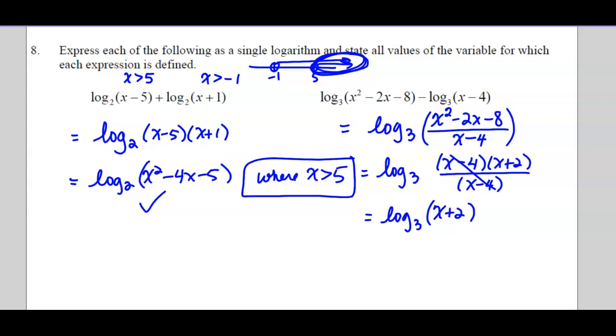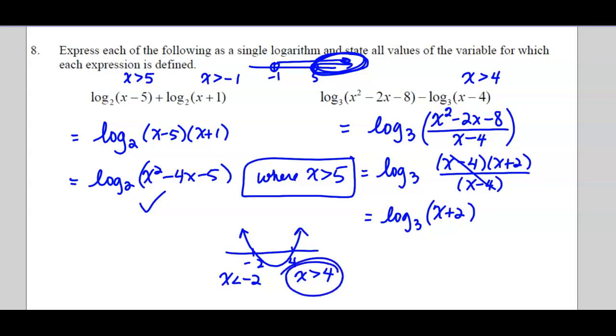Now, think about what this is defined for. So this was our original. So this is going back to Math 20 to look at these inequalities, right? So that's 4 and -2. So that's y equals x squared minus 2x minus 8. We want that to be greater than 0. So that would be for x less than -2, x greater than 4 for that one. This is obviously x greater than 4. Okay, so where do they overlap? Just at the x greater than 4.